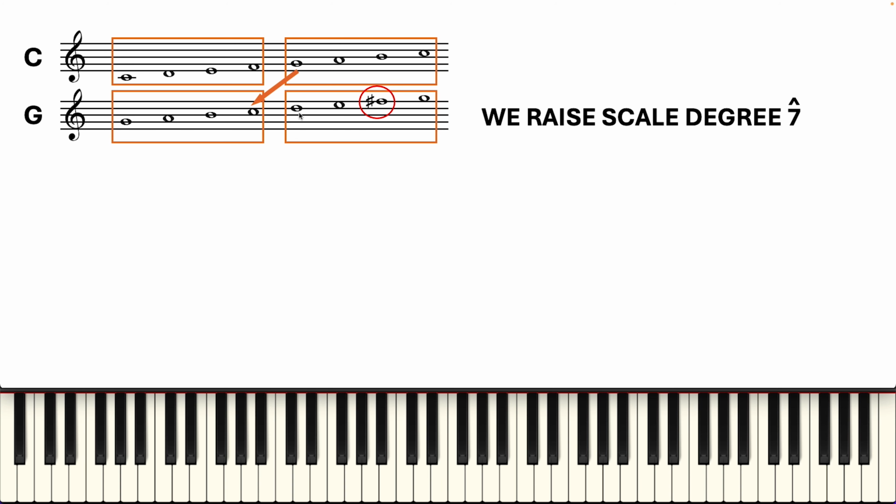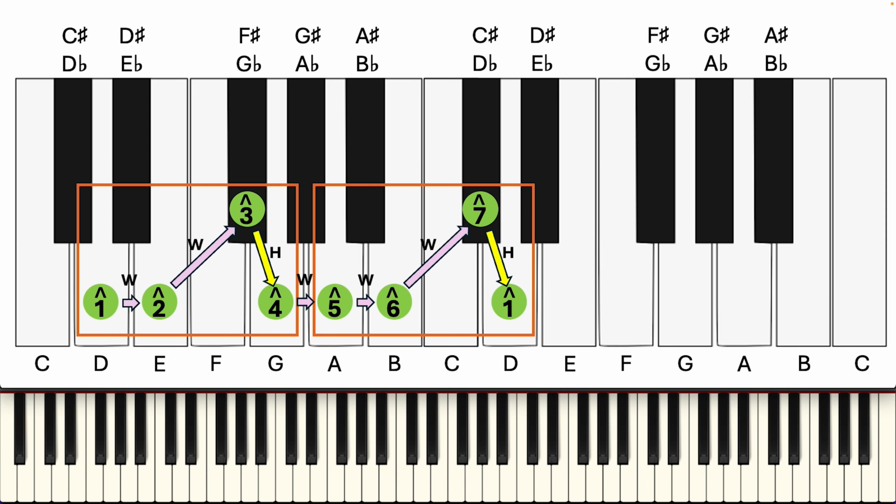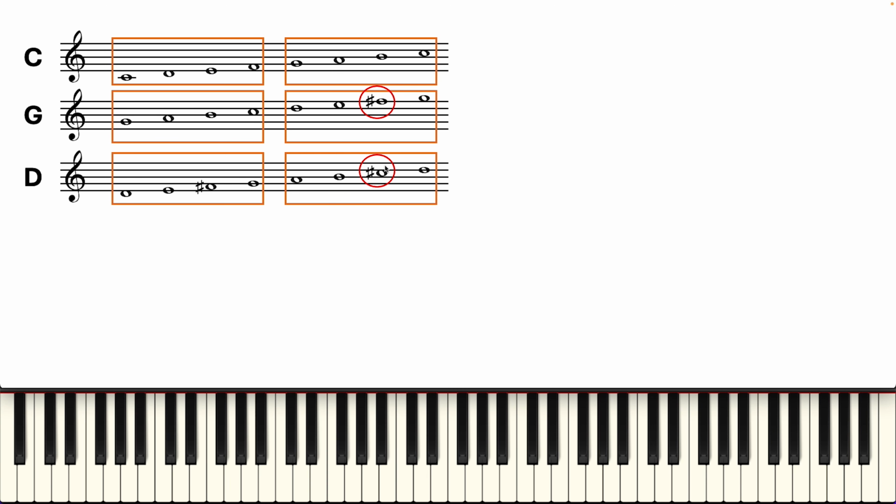The second tetrachord starts with a D: D, E, F sharp, G. So let's start from the D. I will go down 1 octave just for practicality. We start with the tetrachord that we just did, and we add a new one. Whole, whole, whole. We raise the C into C sharp, D. And that's the D major scale. Again, we are raising the scale degree 7.